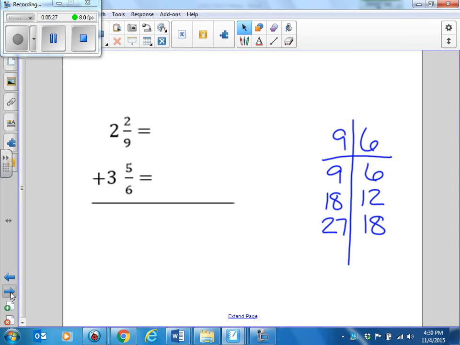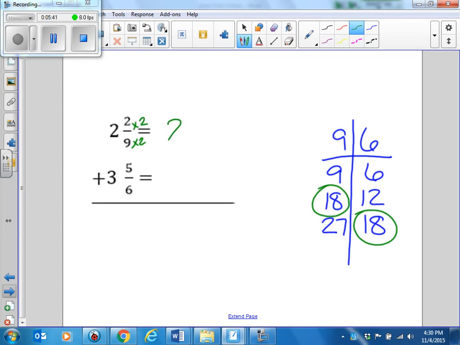Okay, and I found it. It's 18. Okay, so what do I have to multiply 9 by to get to 18? Well, I'm going to multiply by 2. So it's 2 and 4/18.